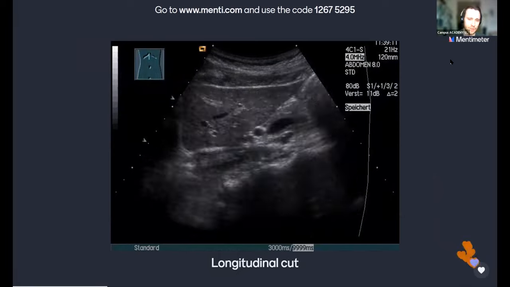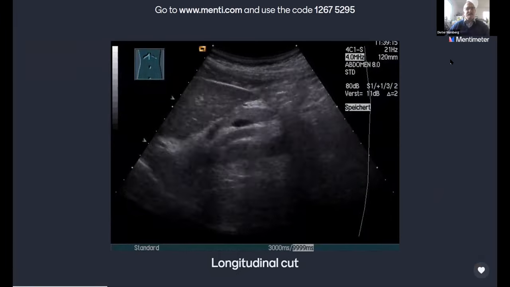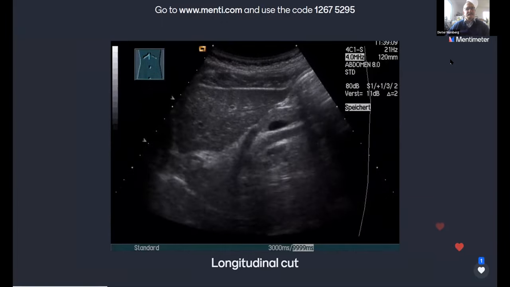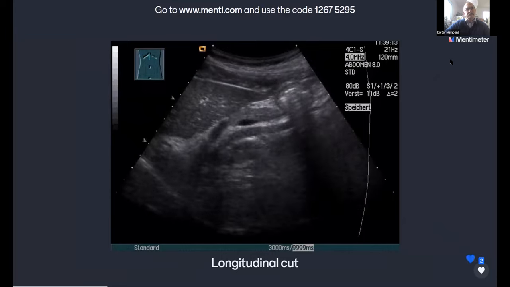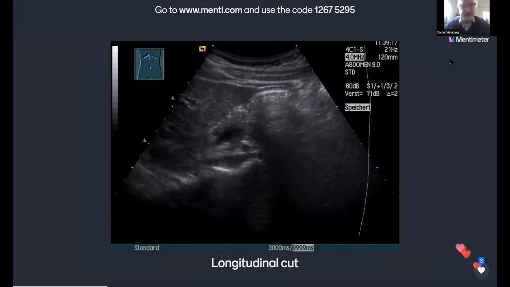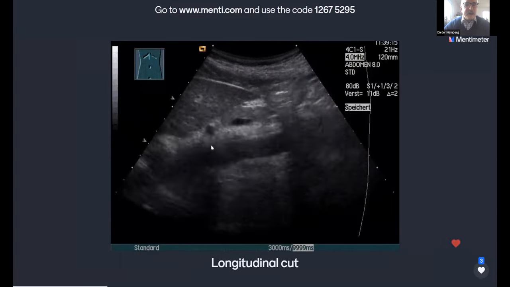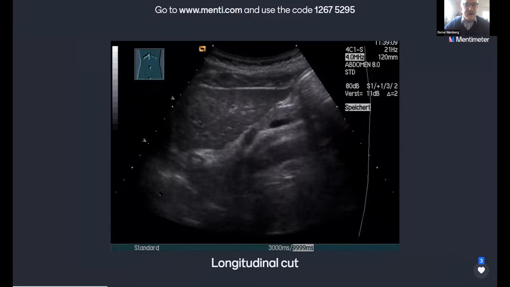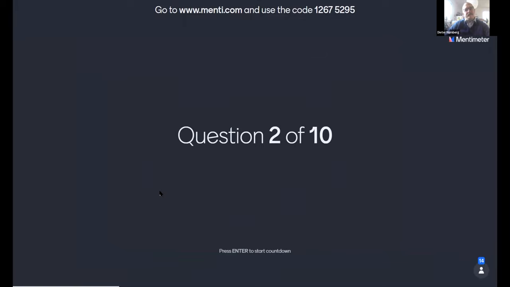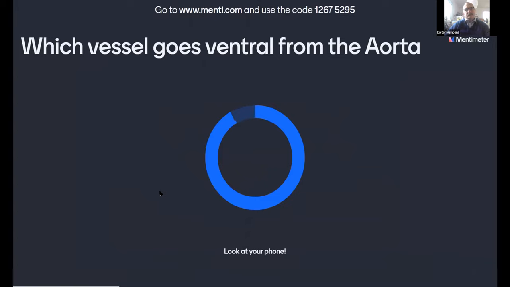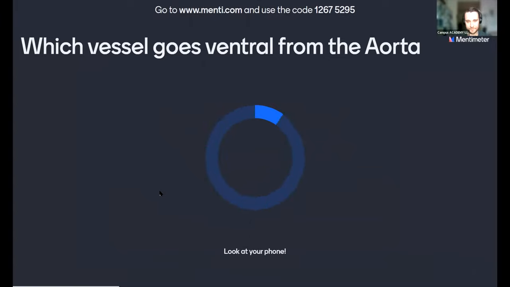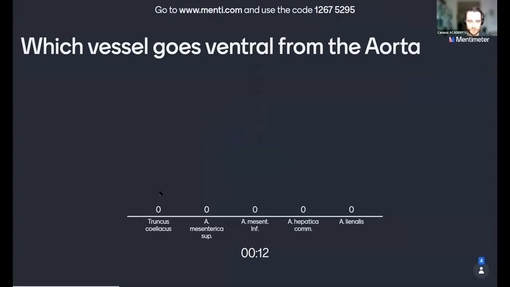Next clip, a longitudinal cut. It's also an anatomic question. There's a large vessel in the background, and two vessels come from that large retroperitoneal vessel. And we ask now for the lower one. Which vessel goes ventral from the aorta? Three, two, one, 14 people, 15.